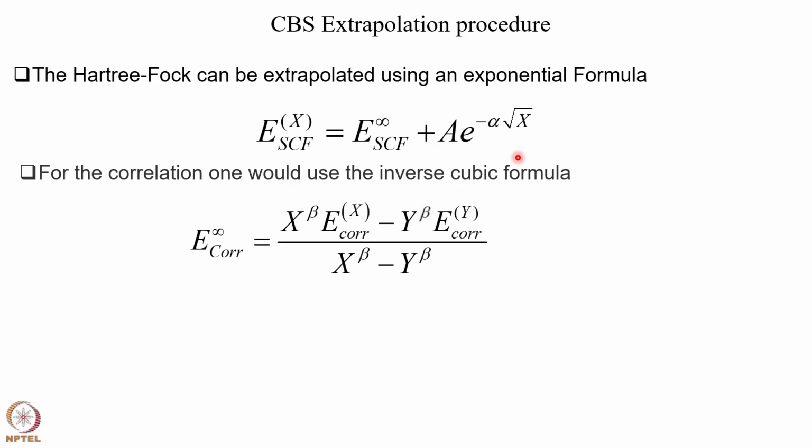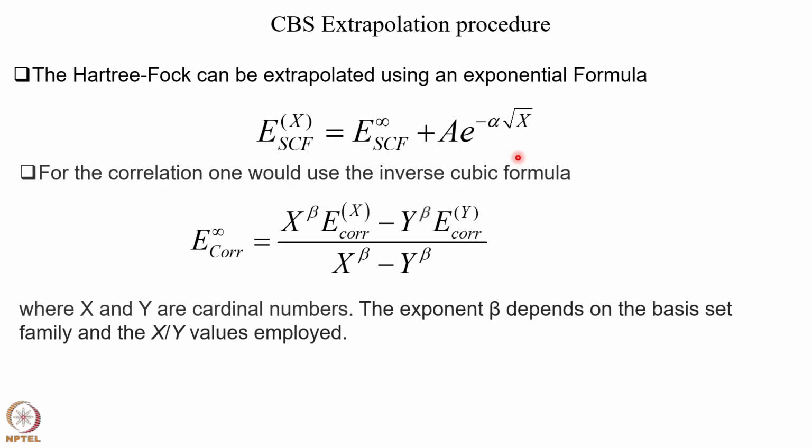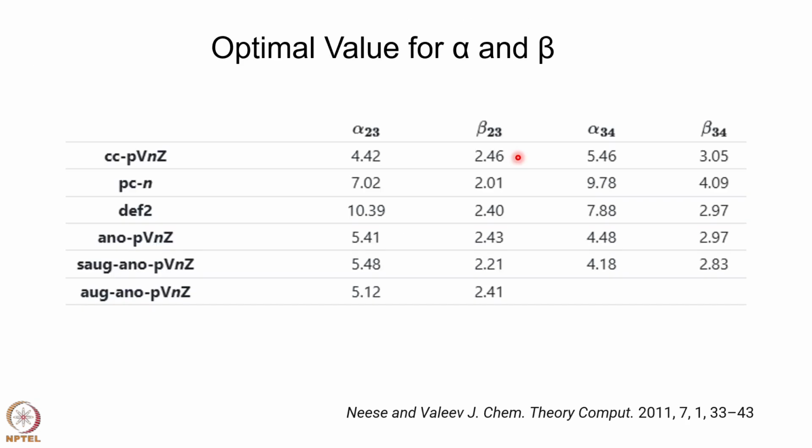So, you separately extrapolate the SCF and correlation parts and then add them together to get the total extrapolated energy. So, x and y in this case are the cardinal numbers for the correlation energy, and the exponent beta depends upon the basis set for which the x and y are employed. These values of alpha and beta are predetermined, and you can find the reference.